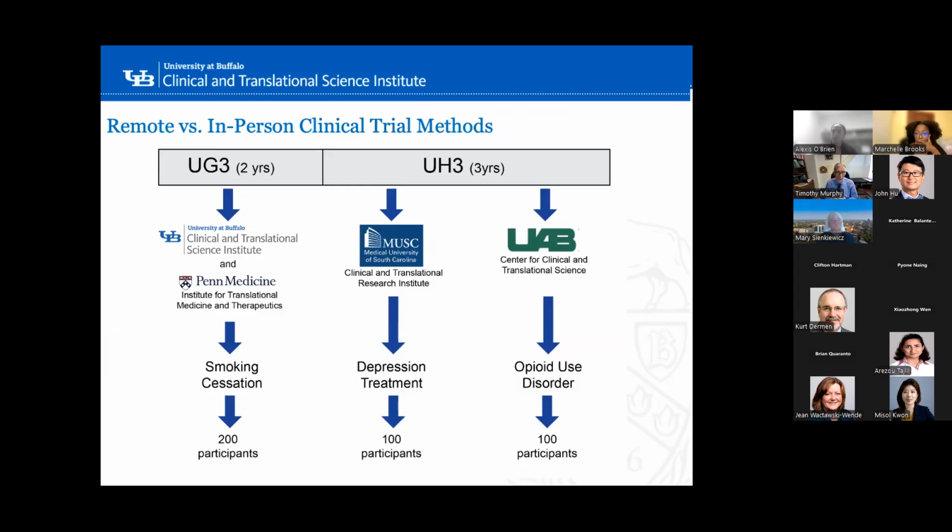In the first 2 years, they're doing a clinical trial related to smoking cessation at 2 sites, Buffalo and Penn, and they're enrolling 200 participants. They're in the second year of the study now, and they are ahead, to their credit, of their recruitment goals. And then the whole concept of these CCIAs is that generalizability. They don't want to see one disorder at one site. So then there are 2 other disorders.